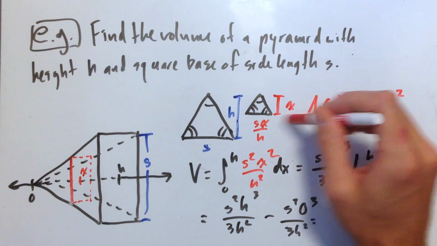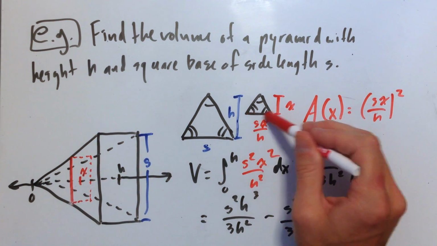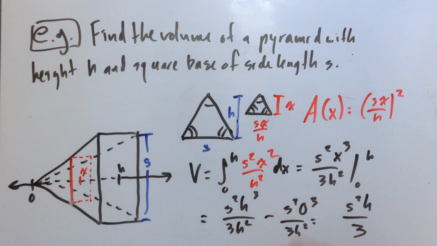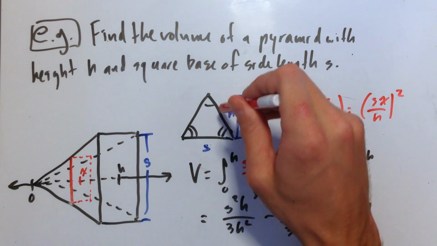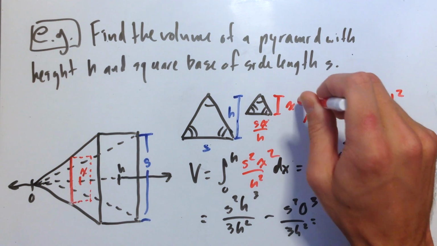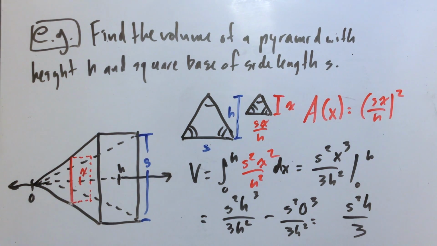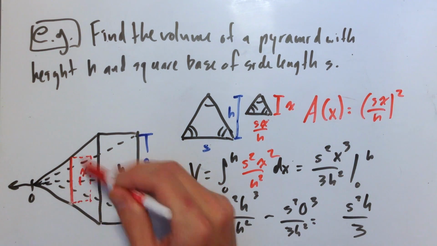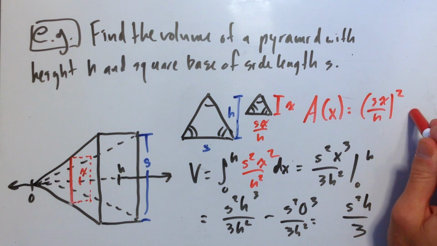I know that its height is x because that's how I'm finding this cross section, and the length of its base is going to be the side length of the square that I'm looking for. So using the fact that similar triangles are proportional to each other, I can get this side length over here by multiplying x by s over h. So this is sx over h. Great. That means that the area of this square is this side length squared, (sx over h) squared.